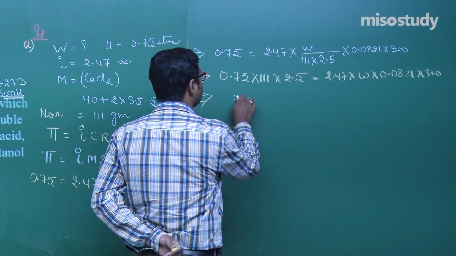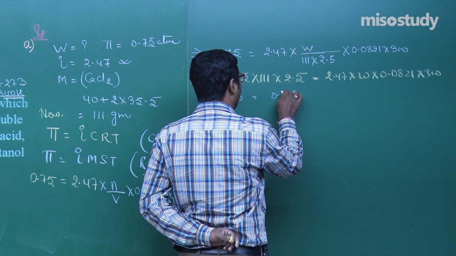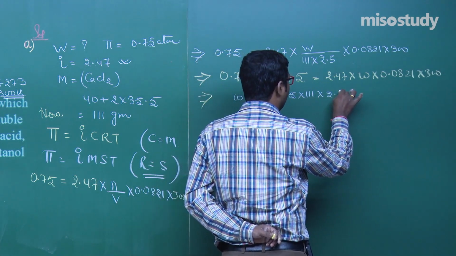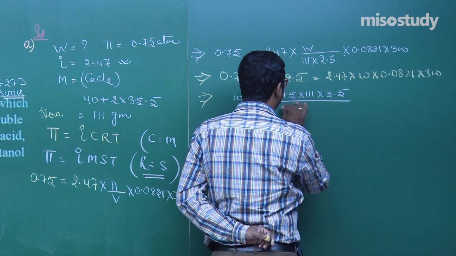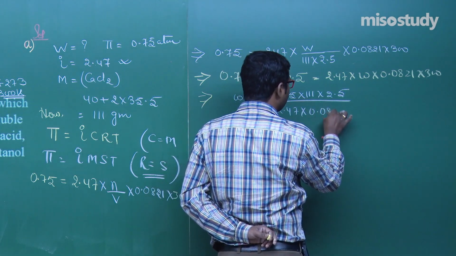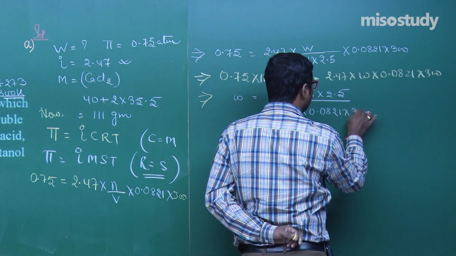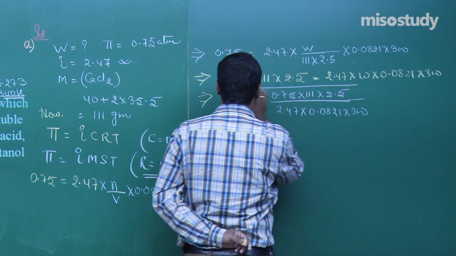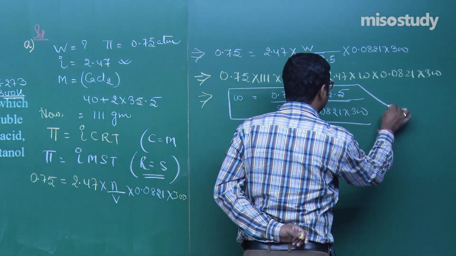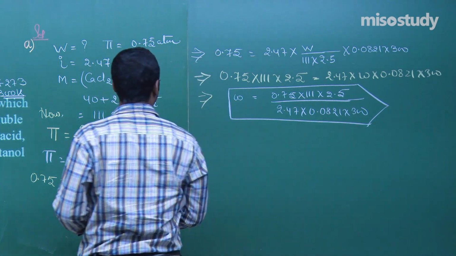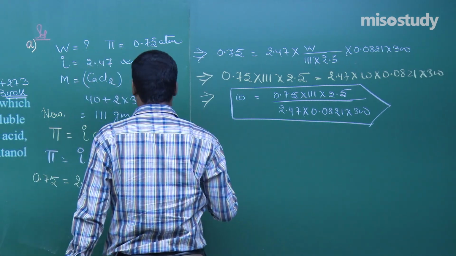Then W is equal to 0.75 into 111 into 2.5 divided by 2.47 into 0.0821 into 300. After solving, you get the amount of CaCl2 in the solution. Clear, my friend? This is the first part.